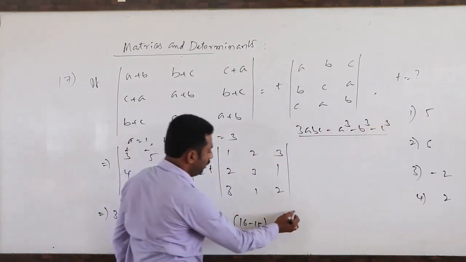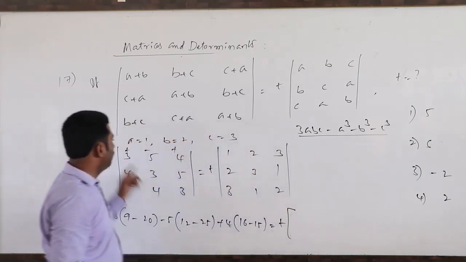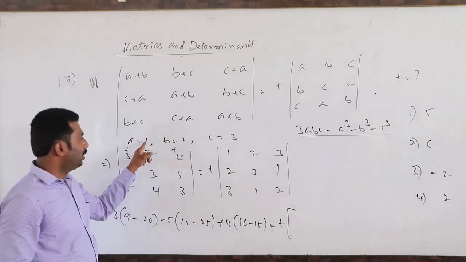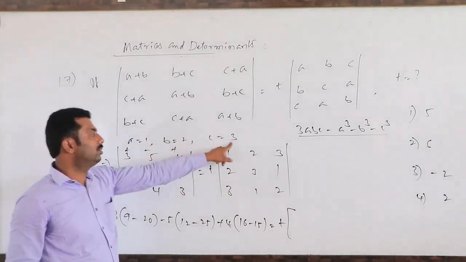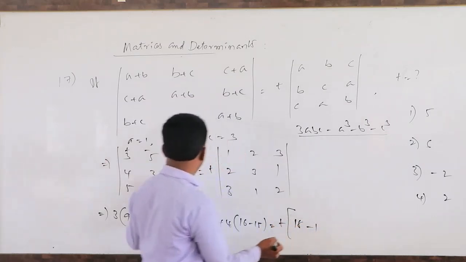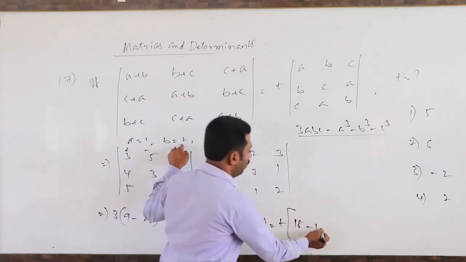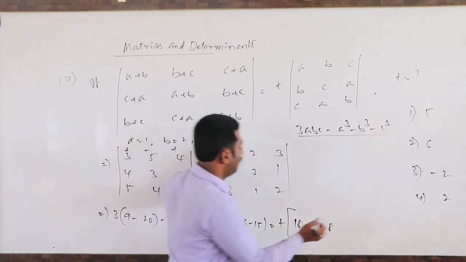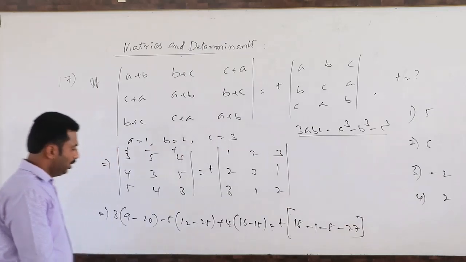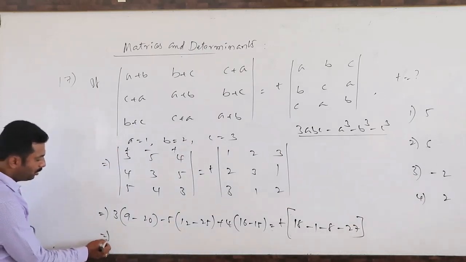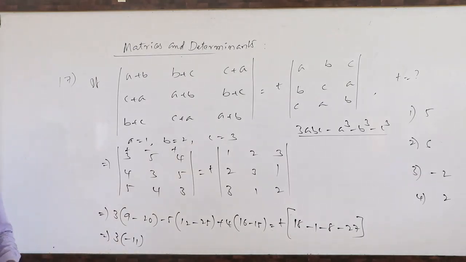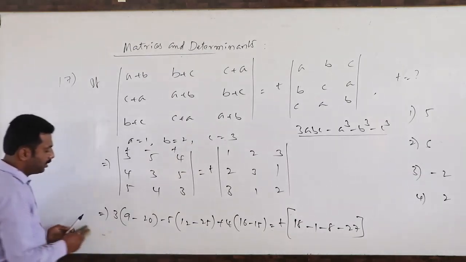Like that. See, 3ABC is 3 into 1 into 2 into 3. 3 into 1 means 3, into 2 means 6, into 3 means 18. So minus A cube means minus 1 cube, minus B cube, minus 2 cube, minus C cube, minus 3 cube, that will be 27. So finally, you observe 3 into minus 11, so nothing but minus 33, direct answer I will write.